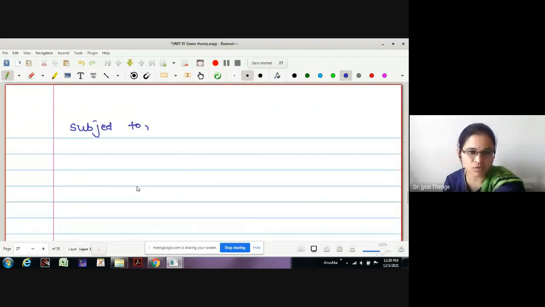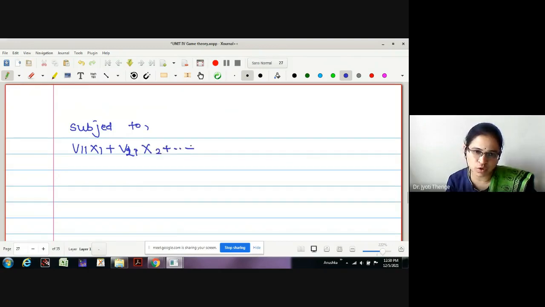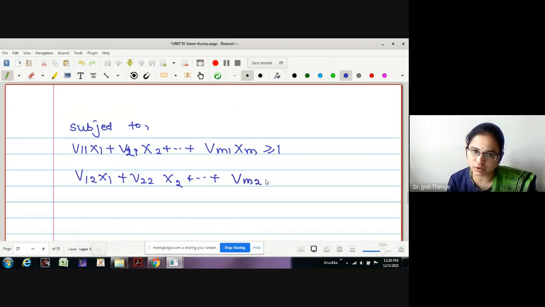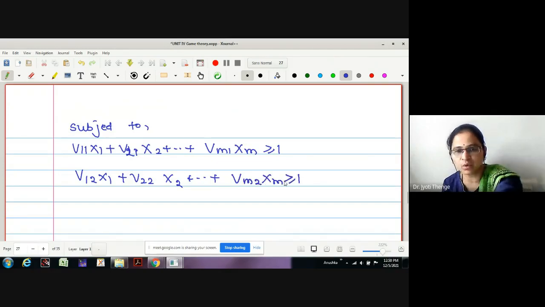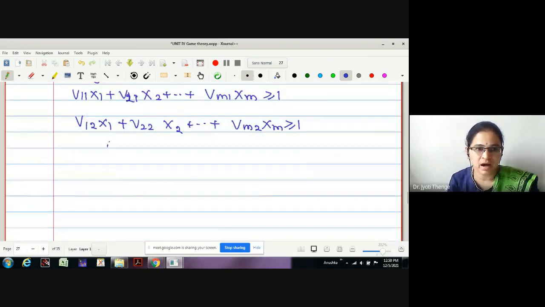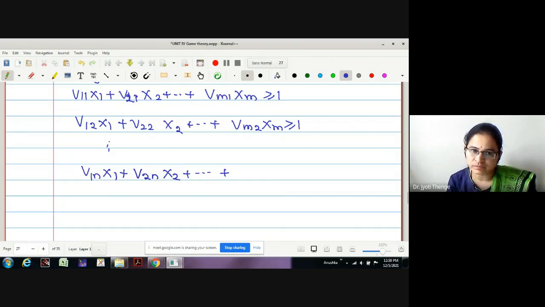What are the constraints now? The first constraint will be v11 X1 plus v21 X2, and so on, plus vm1 Xm greater than or equal to 1. Second, v12 X1 plus v22 X2, and so on, plus vm2 Xm greater than or equal to 1. And the last is v1n X1 plus v2n X2, and so on, up to vmn Xm greater than or equal to 1.